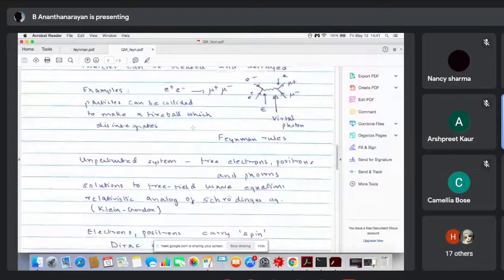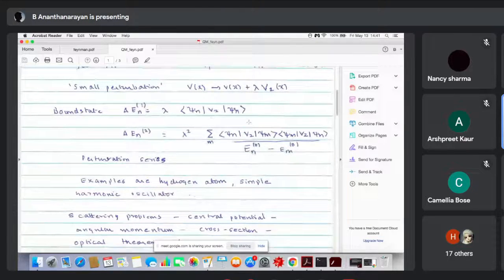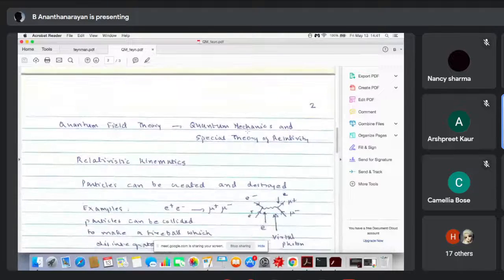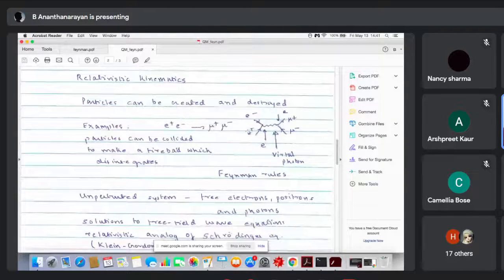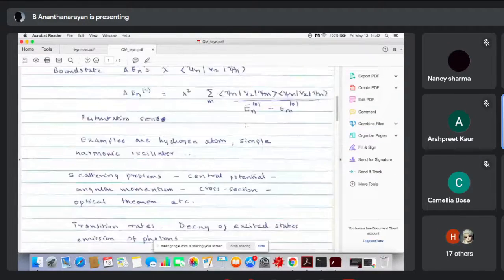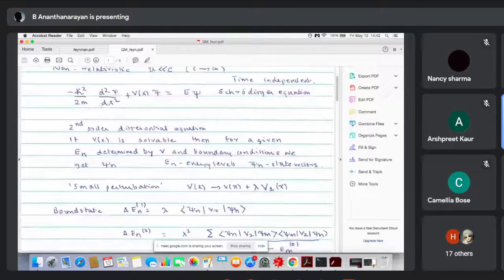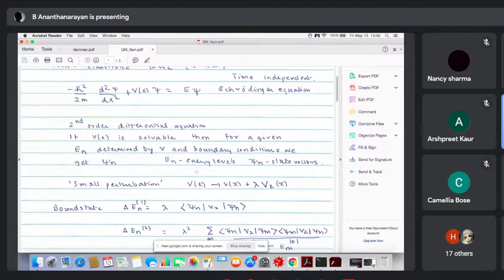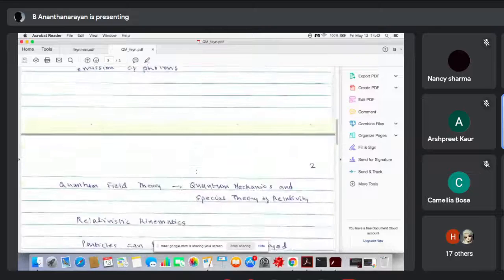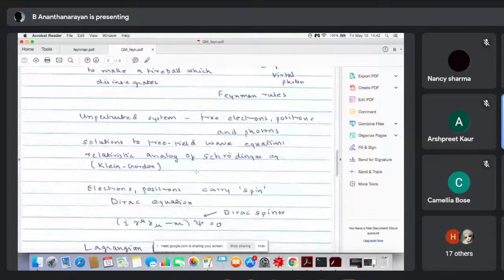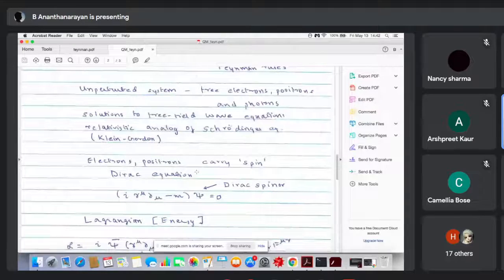But there's one more complication. Unlike in the previous case, in the case of the Schrödinger equation, we didn't say anything about spin. Here we need to augment the discussion with the presence of spin, because we know that electrons are spin half particles. Therefore, you will not have a second order differential equation that describes the motion of a relativistic electron, but rather a first order differential equation, which is called the Dirac equation, which accounts for the spin of the electron and the spin of the positron.